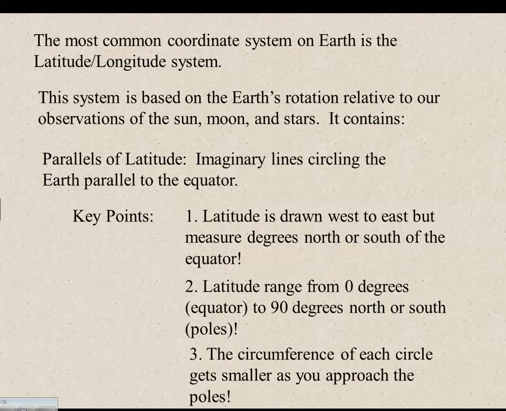And the circumference of each circle does change as you approach the poles. Think of the equator as the biggest circle, and the North Pole would just be a dot, and everything in between would be different sizes, getting smaller as you approach the poles.